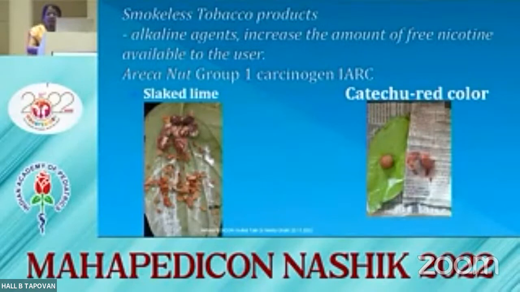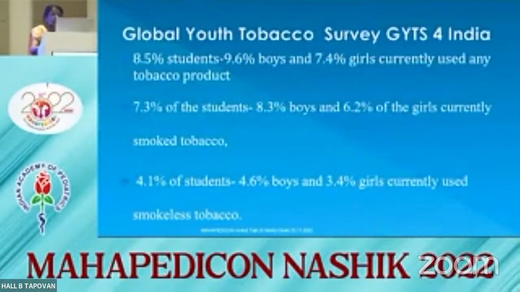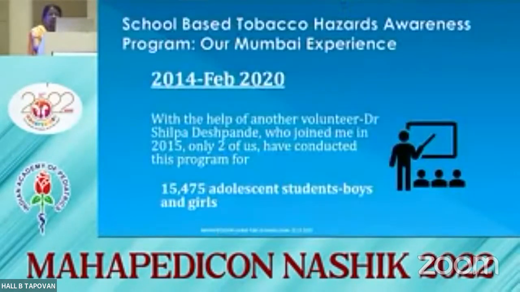And many times areca nut, supari, is added to it, which has additional carcinogenic potential. So the harm is compounded when the person is using tobacco with areca nut. We can understand the burden of smokeless tobacco use, where almost twice the number of people are using smokeless tobacco compared to smoking. The Global Youth Tobacco Survey, the latest round which was released, shows 8.5% of students are using tobacco. For the first time in India, state-wise tobacco use has been studied, and a lot of regional variation has been noted.